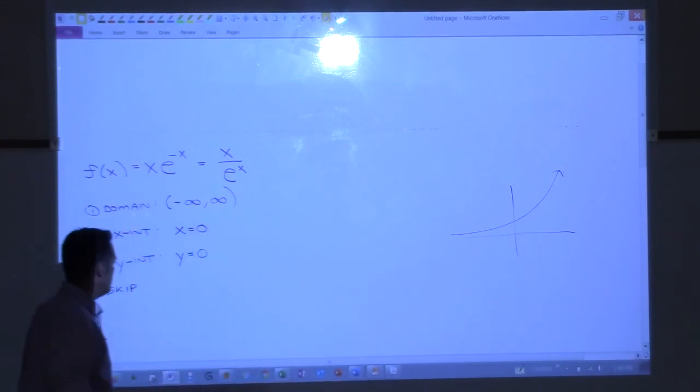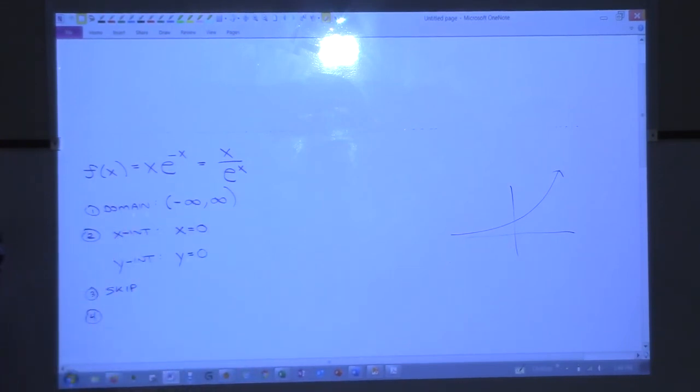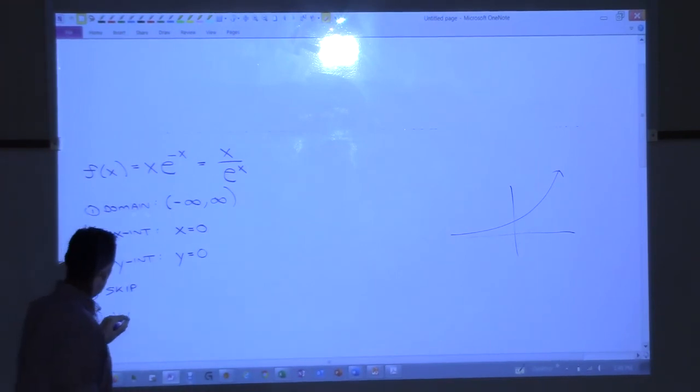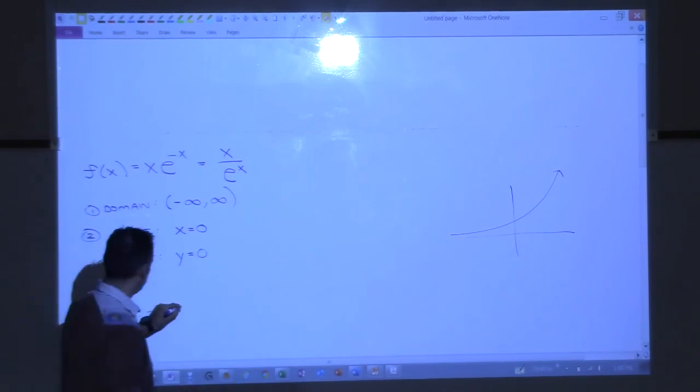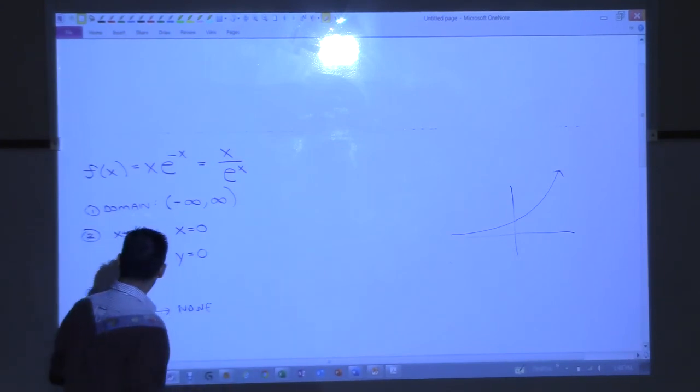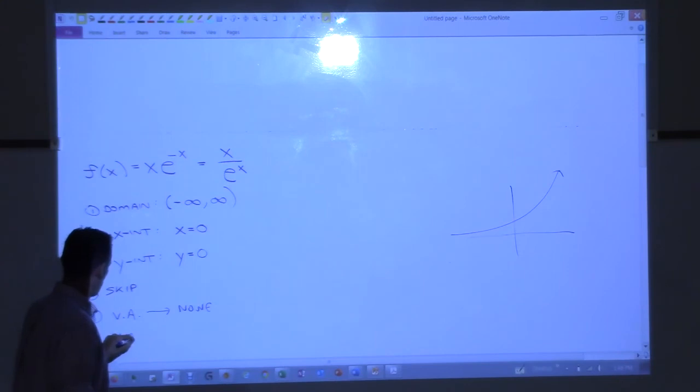What's after symmetry? Asymptotes. Okay, so let's start with vertical. Vertical asymptotes. Where do we have vertical asymptotes? Anywhere where the denominator is 0 and the numerator is not. We don't have any.